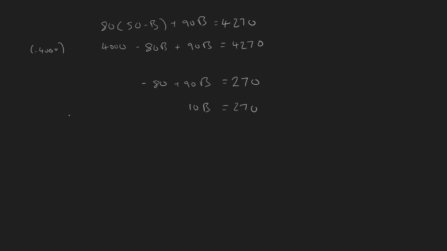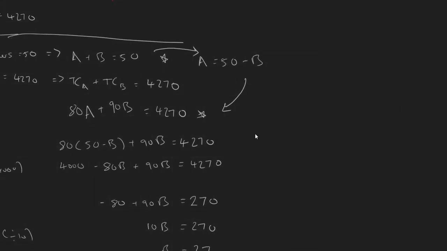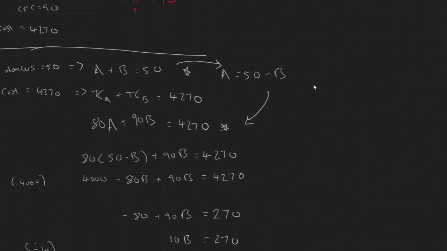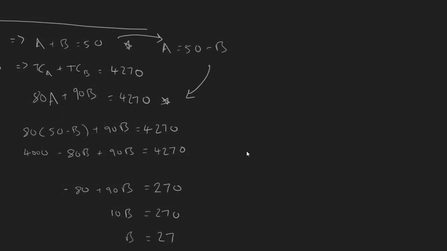Divide both sides by 10 gives me B equals 27. So we have now found B. All we need to do to find total cost of B is just take B times 90. So total cost of B equals B times 90, which means 27 times 90, which gives me 2430.